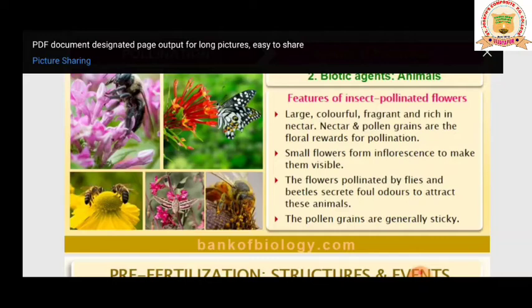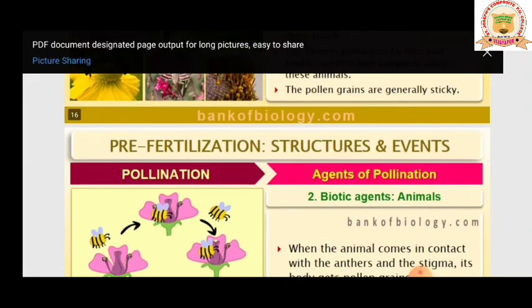The pollen grains are generally sticky. The pollen grains of the insect pollinated flowers are sticky because they have to stick to their feathers, they have to stick to their body, so that they can carry them from one plant to another plant. It should get stuck. If it is non-sticky, they will fly away. So it should be sticky. Next character was sticky. Fine.